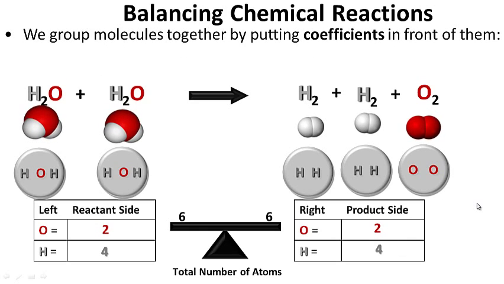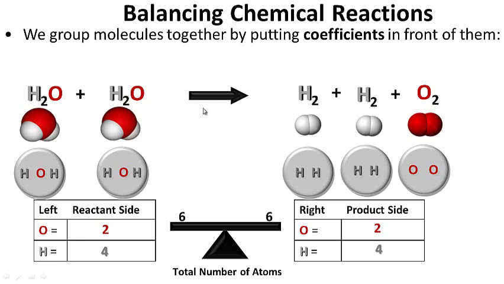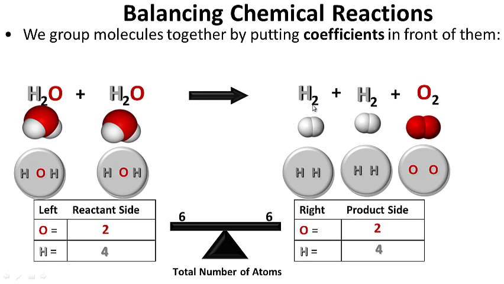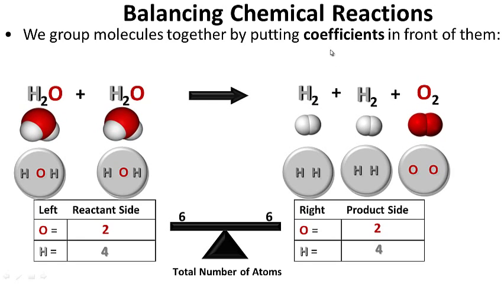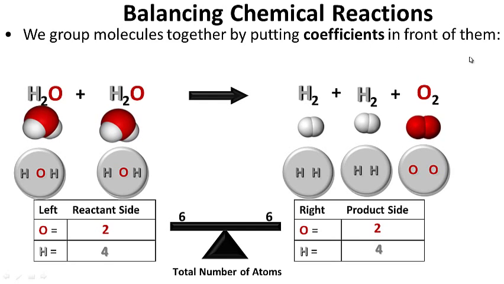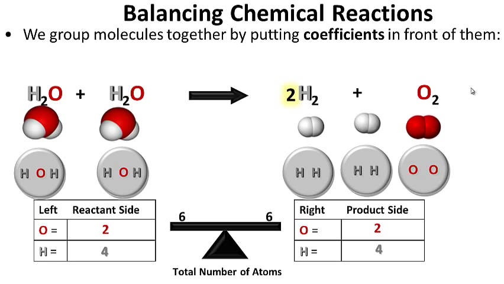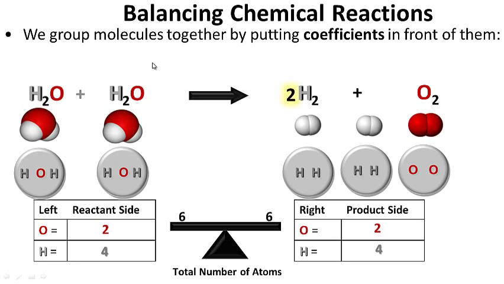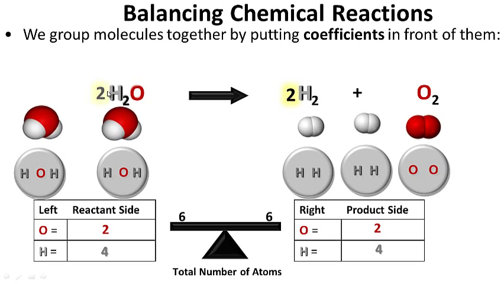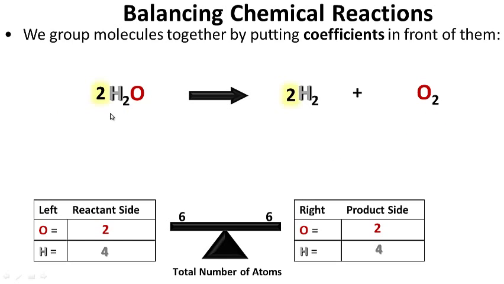However, once again, we don't write the chemical equation like this. We group the molecules together by putting coefficients or whole numbers in front of them. That becomes a 2. And you can probably guess what's going to happen here. That becomes a 2. And that's how we write it. 2H2O yields 2 hydrogen molecules and 1 oxygen molecule.